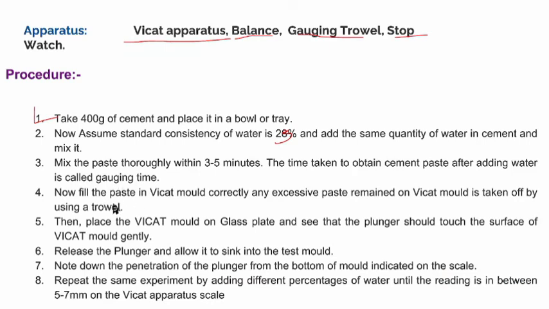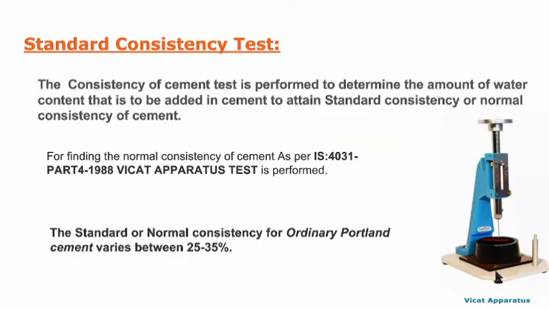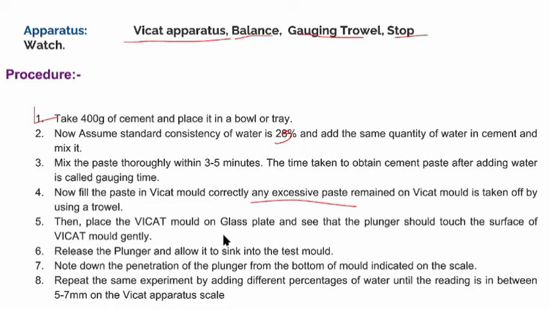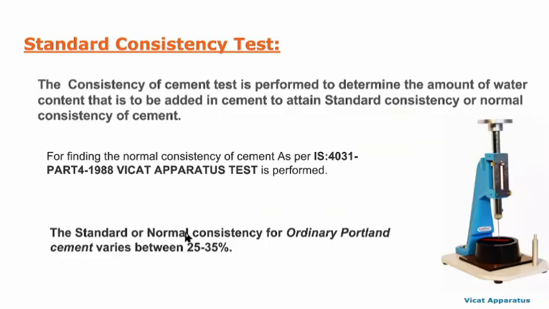Now fill the paste in the Vicat mold correctly and the excessive paste should be removed. Then place the Vicat mold on the glass plate here, and see that the plunger should touch the surface of the Vicat mold gently. The needle should be directly above the surface of the mold. It should touch the surface of the mold slightly.